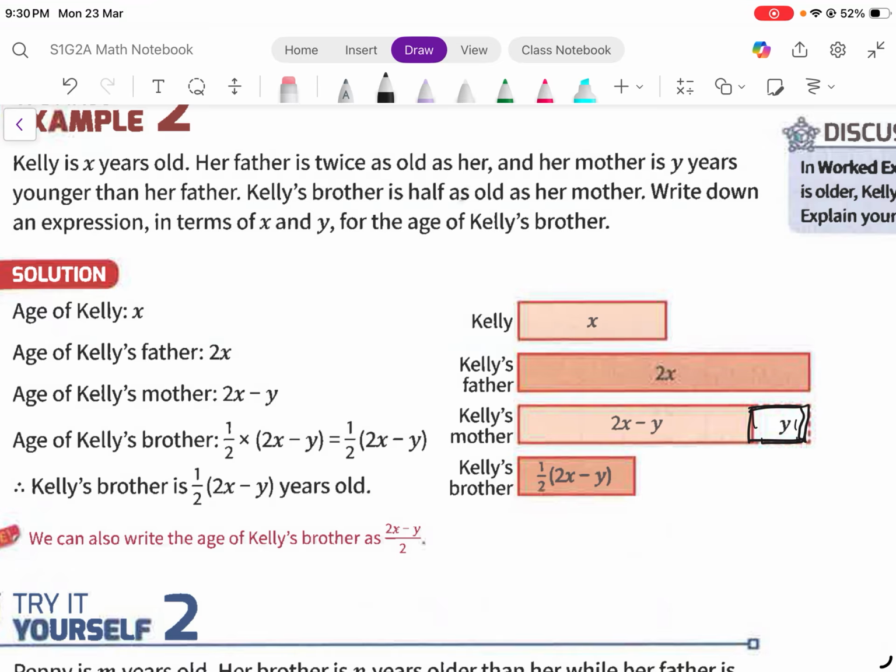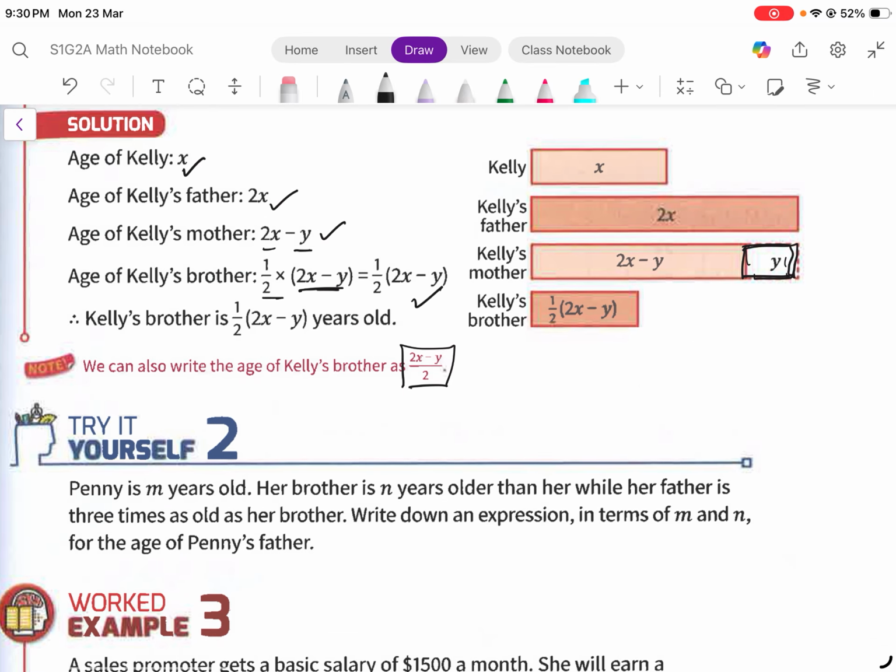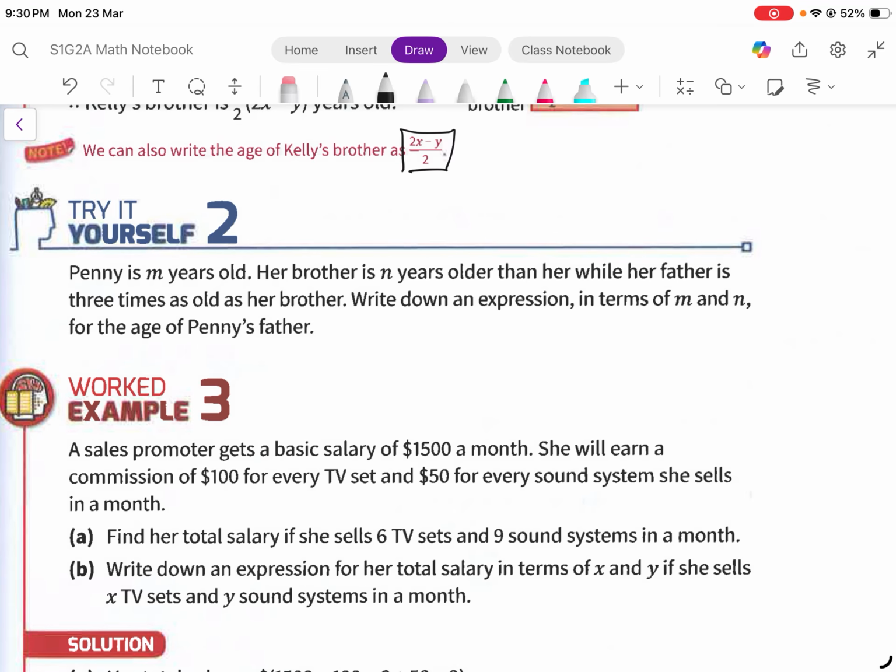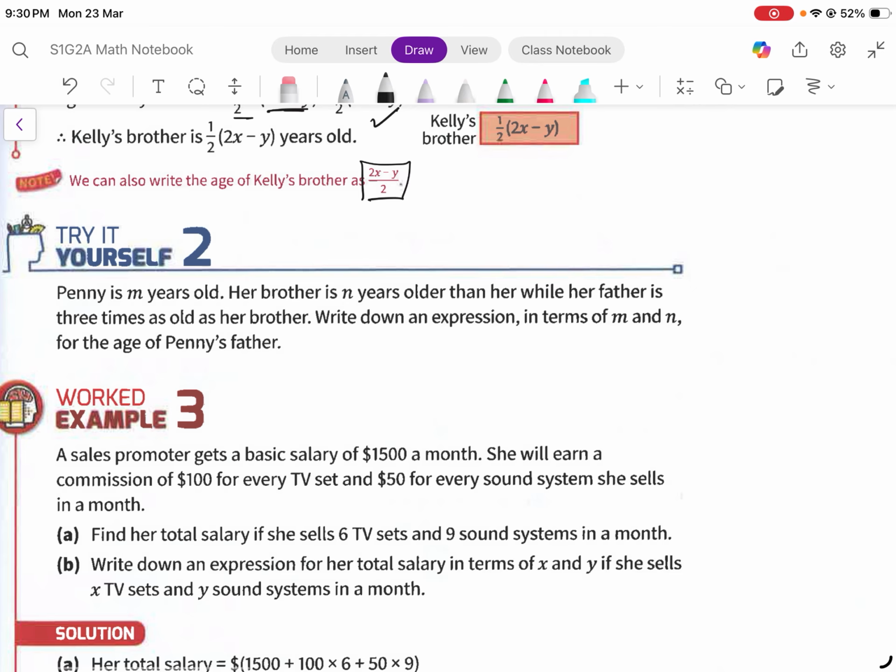So if age of Kelly is X, age of Kelly's father will be 2X. So 2X minus Y will be the expression for Kelly's mom's age. Then age of Kelly's brother will be half of the mom's age, which is half bracket 2X minus Y. Or you can write it this way also. Okay, I think this is quite self-explanatory. These are the easy ones. Now let's do a try one. So pause, write the answer in your exercise book, then give this a try.